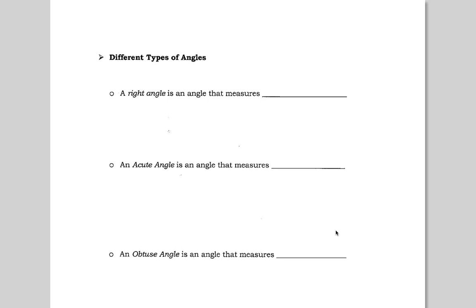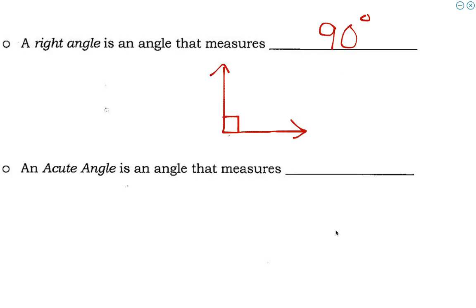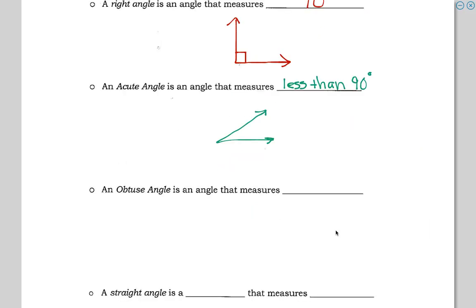All right, different types of angles. These are some things that you'll remember from earlier grades, maybe going back to middle school. So a right angle is an angle that measures 90 degrees. And it has that marking in it, so we know, in fact, it is 90 degrees. An acute angle is less than, let me write that out, less than 90 degrees. Obtuse is greater than.